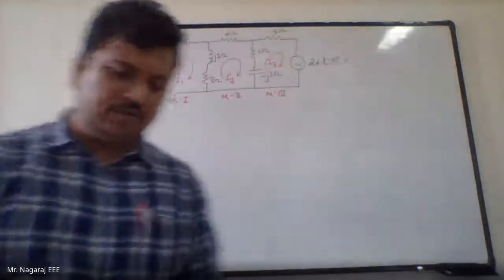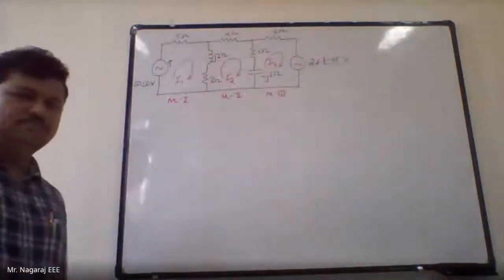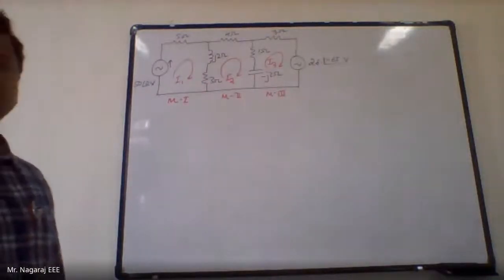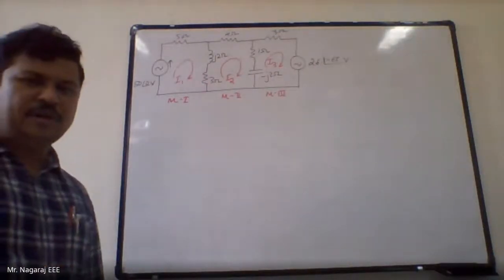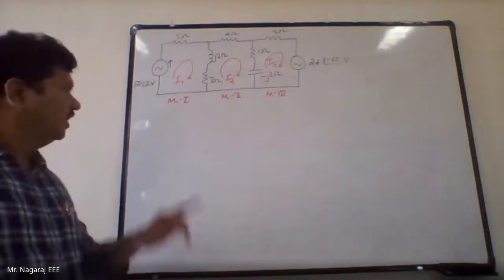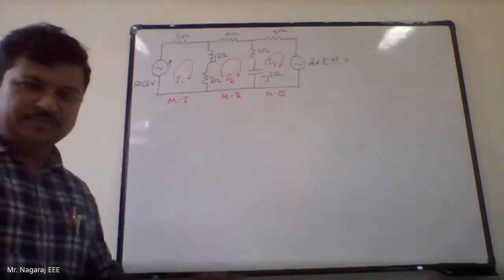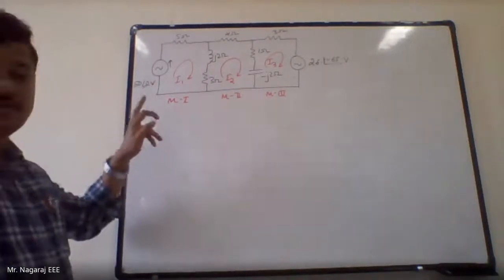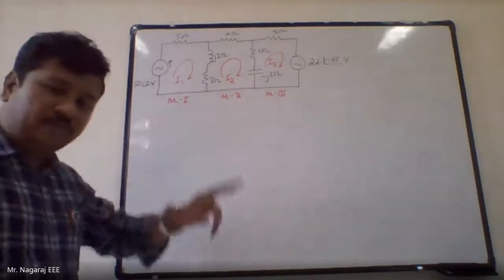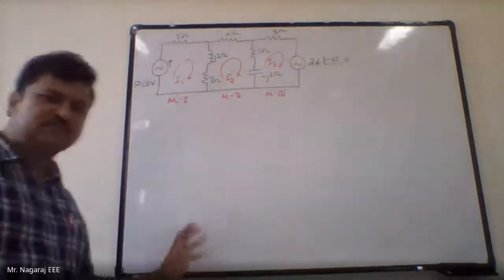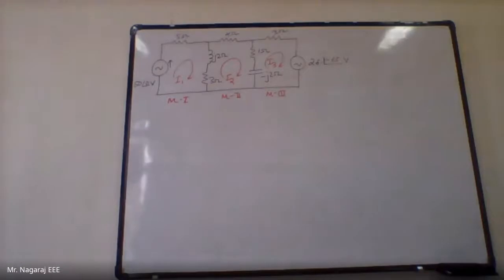Don't get into messing up the understanding of polarities in an AC circuit. Simply understand: if it is a voltage source value, take positive. If it is a voltage drop value, take negative. Just that, don't do anything else.